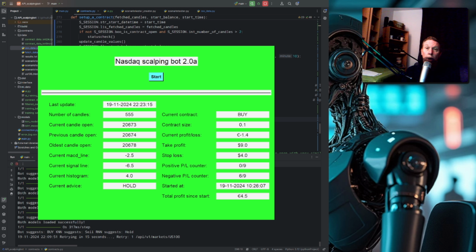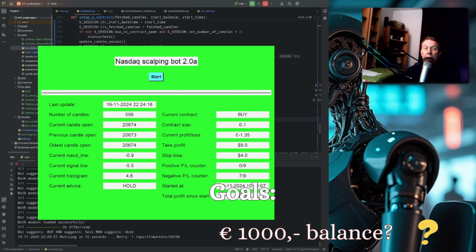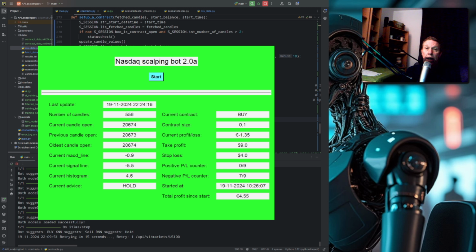And in part 3, we always look at how we did with our profits. Did we make a profit or did we make a loss? Because the target is still making a profit and the bot is profitable, but did it make enough profit to reach the next target on our goal list? The next target is making a 5% profit of the balance every day. That's the next target on the list.